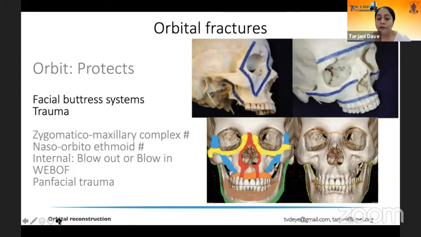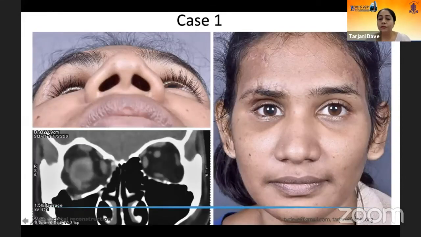The orbit or the facial skeleton is essentially a very complex structure with a lot of facial buttress systems present, with the aim of protecting the soft tissue in situations of trauma. And then when you have a trauma, there are resultant fractures, which can be graded from simple to complex. So we're going to move on with the cases for today. We have 5 cases. This is the first one.